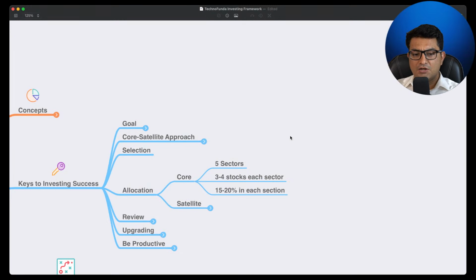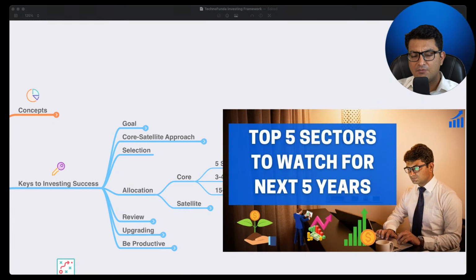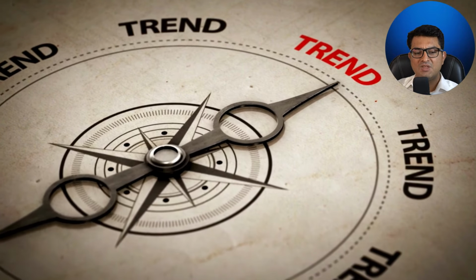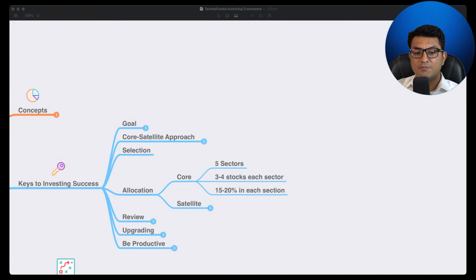So in allocation for the core portfolio, I choose only 5 mega compounding sectors. Okay, and if you want to know which 5 sectors I'm currently using in my core portfolio, you can go to this video, top 5 sectors to watch for the next 5 years. This is where I've chosen some of the companies which are in mega trends and can compound for a long period of time. And further, we filter them down to 3 to 4 stocks in each sector.